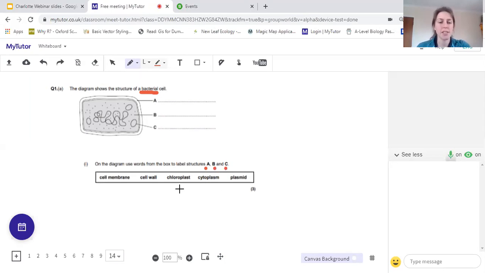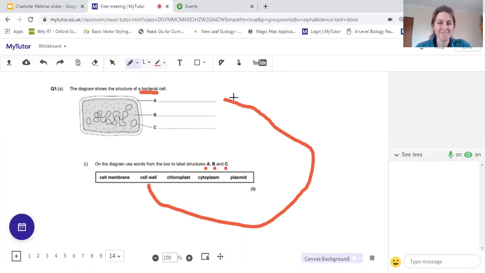So in this case, A is the cell wall. I might just draw an arrow. So A is the cell wall. We know it's the cell wall because it's right around the outside and it's very thick. So bacteria have a cell wall. Plant cells also have a cell wall. Bacterial walls are made up of something different to plants.